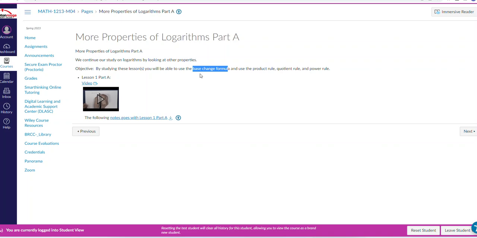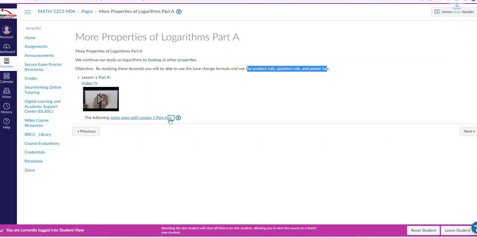You can't use your calculator unless you use the base change formula. And so that's what this is. Some of the problems in here will ask you about the base change formula, and then you're going to talk about the product rule, the quotient rule, and the power rule. All those are on the final exam.